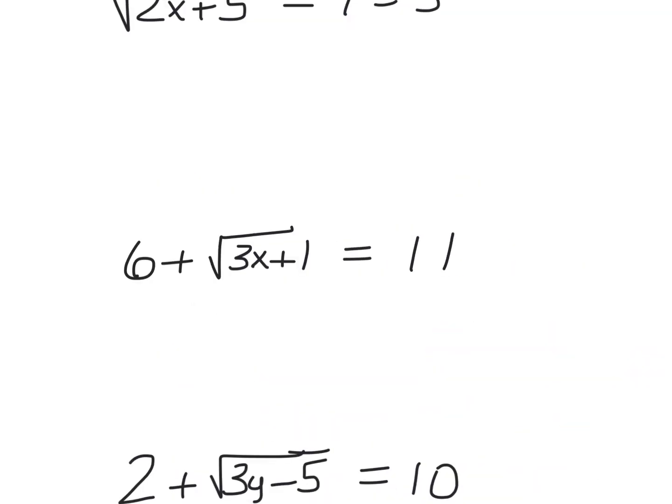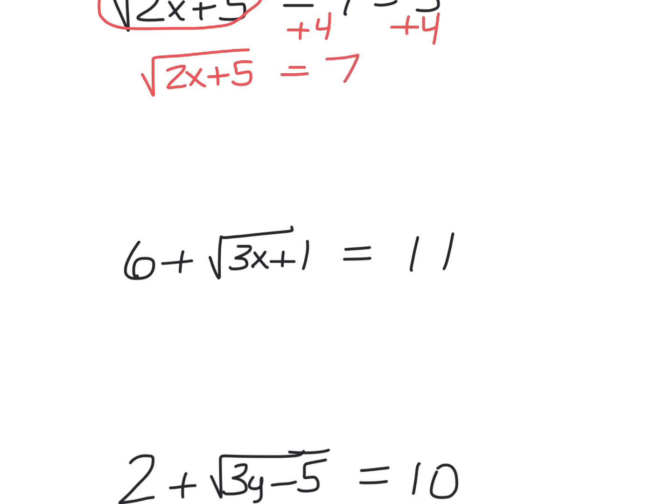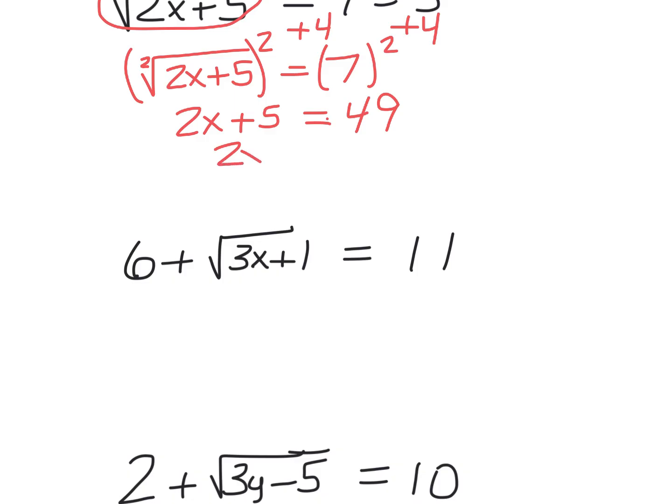All right, so a couple examples here. This is a radical equation. Here is my radical. I need to get that by itself. I'm going to undo it by adding 4 to both sides. And now I've got the square root of 2x plus 5 is equal to 7. I'm going to undo this radical. This is like a square root, so I'm going to square both sides. Gets rid of the radical sign, so I'd have 2x plus 5 is equal to 49. I'd subtract the 5. I'd divide by 2. And I would get x to be 22.